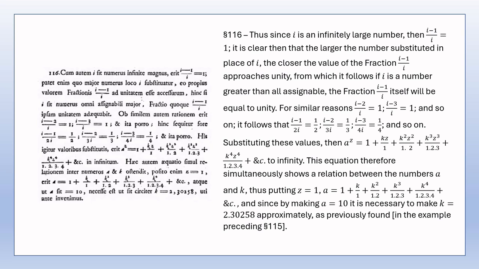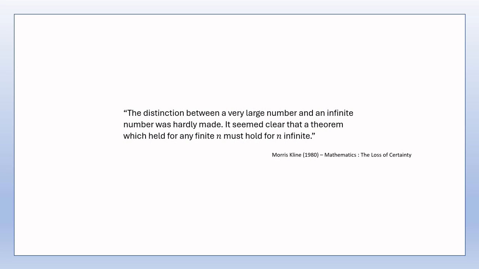Speaking of some of the views of a number of 18th century mathematicians, Klein says in his book, "The distinction between a very large number and an infinite number was hardly made. It seemed clear that a theorem which held for any finite n must hold for n infinite." Here's another quote from Klein's book, and although it doesn't specifically relate to Euler, it illustrates how certain concepts were considered around Euler's time, at least by some mathematicians.